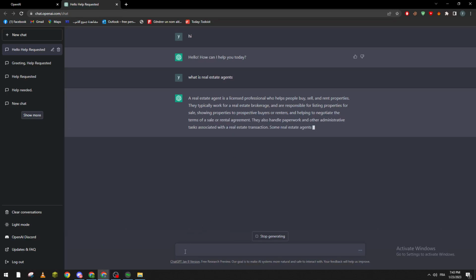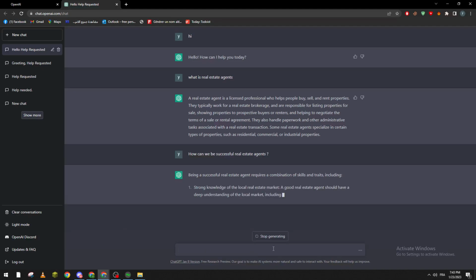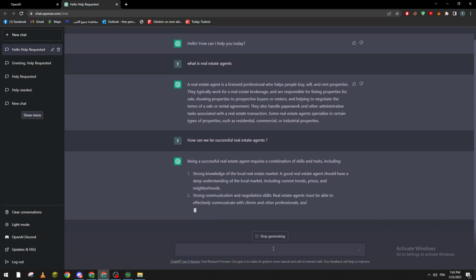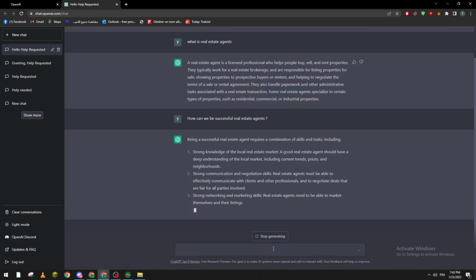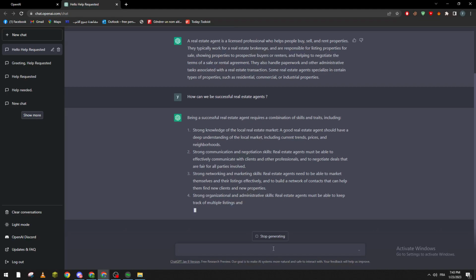So now let's ask it how can we be successful real estate agents? And let me just fix this real quick. And here, an exclamation mark. So here, being a successful real estate agent requires a combination of skills and traits, including strong knowledge of the local real estate markets. A good real estate agent should have a deep understanding of the local markets, including current trends, prices, and neighborhoods, strong communication and negotiation skills, and so on the list goes.